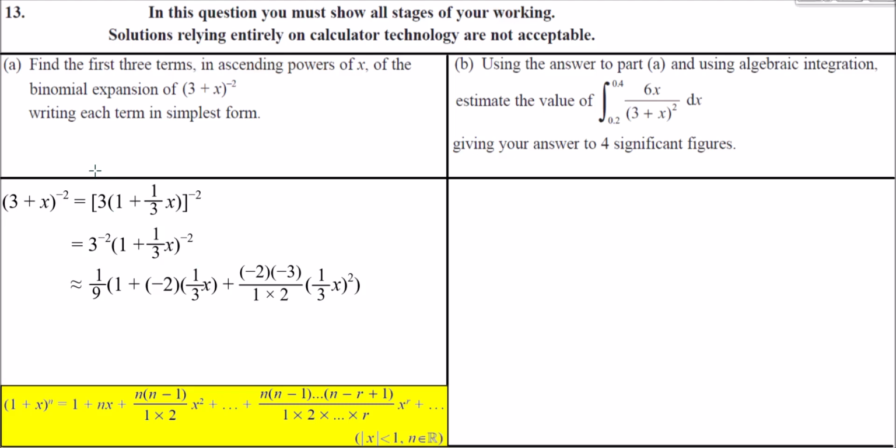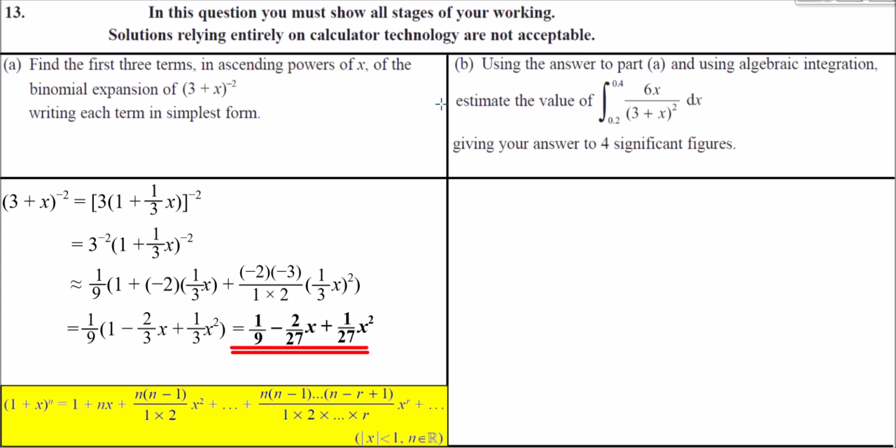If we now just neaten this up slightly on the next line, that's going to be 1/9, 1 minus 2/3 of an x, and this neatens up to be 1/3 of x squared, because this here becomes 6 divided by 2, which is 3, and then here 1/3 squared is 1/9, so 3 times that 1/9 goes back to 1/3. But because we want a 1/9 of all of this, I can then just expand out by multiplying all of these by 1/9, and we get that 3 plus x to the minus 2 is about 1/9 minus 2/27 of an x plus 1/27 of an x squared.